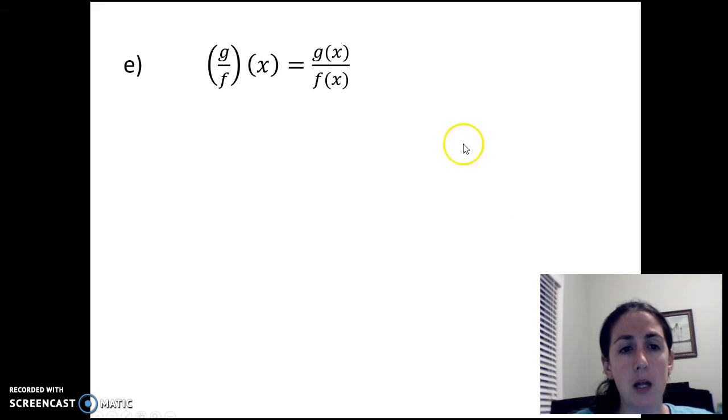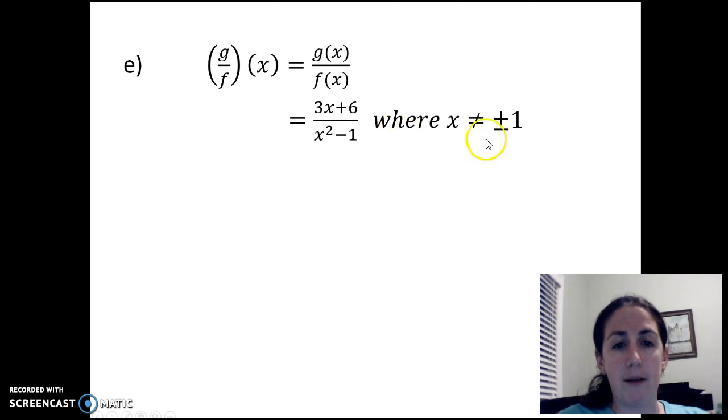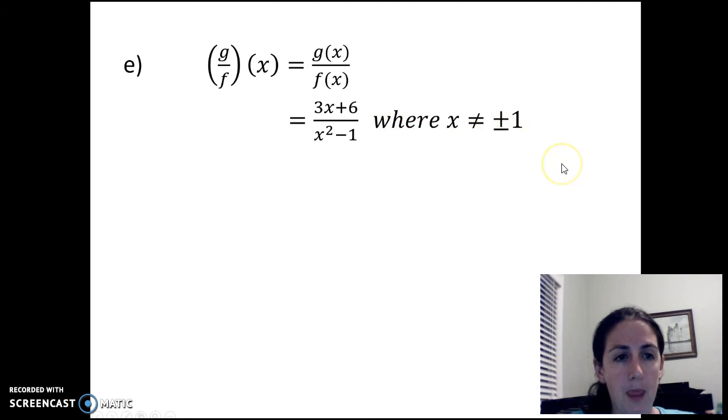Notice g is on top. So I'm going to take my entire g function and divide by my entire f function. Now we have x squared minus 1. Remember, you're not allowed to divide by 0, so we need to make sure that our x values don't cause the denominator to be equal to 0. So, of course, x can't be equal to plus or minus 1, because positive and negative 1 squared minus 1 would give us 0. So that's why we have this little stipulation here.